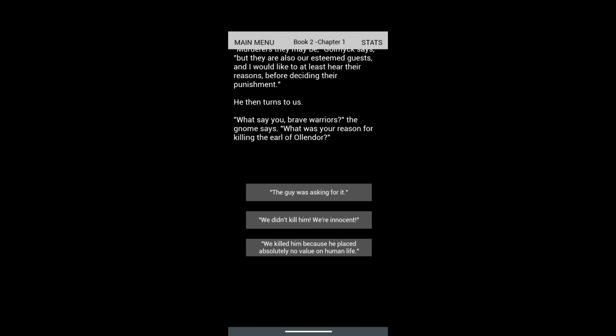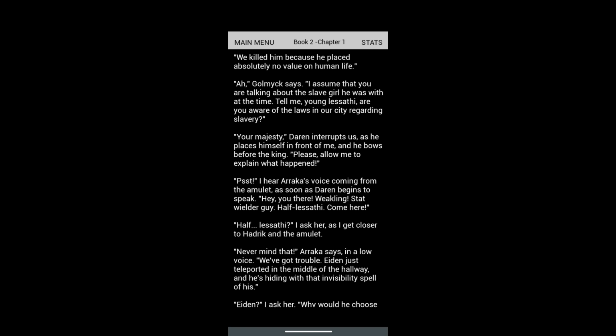We killed him because he places absolutely no value on human life, because this is a non-matter option as far as I can tell. I'm pretty damn sure I chose this option last time as well, so I'm not gonna read it. It's basically like, assume that you're talking about the slave girl he was with at the time. Tell me, young Lasethi, are you aware of the laws in a city regarding slavery? And all that bullshit, but yeah, we have read all this.